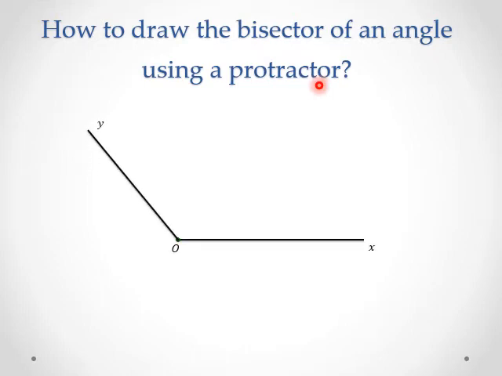Here, the angle is XOY. How to draw the bisector of angle XOY? This bisector, I will name it OU. It's limited from O and unlimited from U. That's why the symbols here are different. Okay, we put the sign on the limited point.